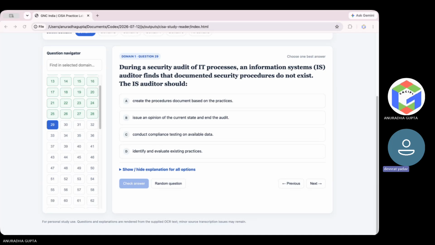Just one minute. Let me read one more time, then I will confirm. During a security audit of IT procedures and information security audit, security procedures do not exist. Define what existing practices, conduct compliance based on available data.